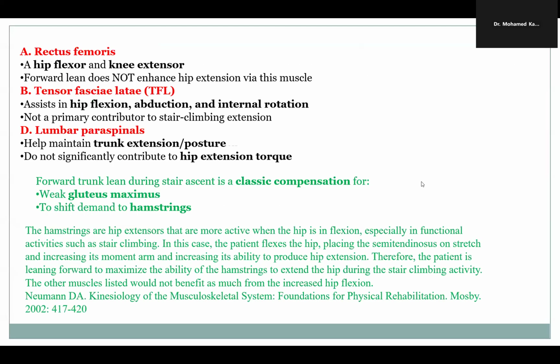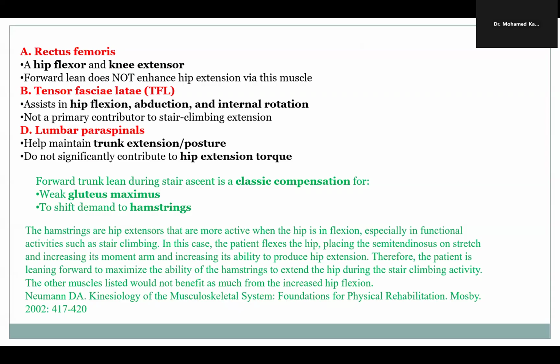Let's look at the incorrect options. Rectus femoris. What is rectus femoris? Rectus femoris is a hip flexor and knee extensor. It is a two-joint muscle. So forward lean does not enhance hip extension via this muscle. Very clear. Tensor fascia lata. The action of this muscle is assisting in hip flexion, abduction, and internal rotation. So it is not a primary contributor to stair climbing extension.